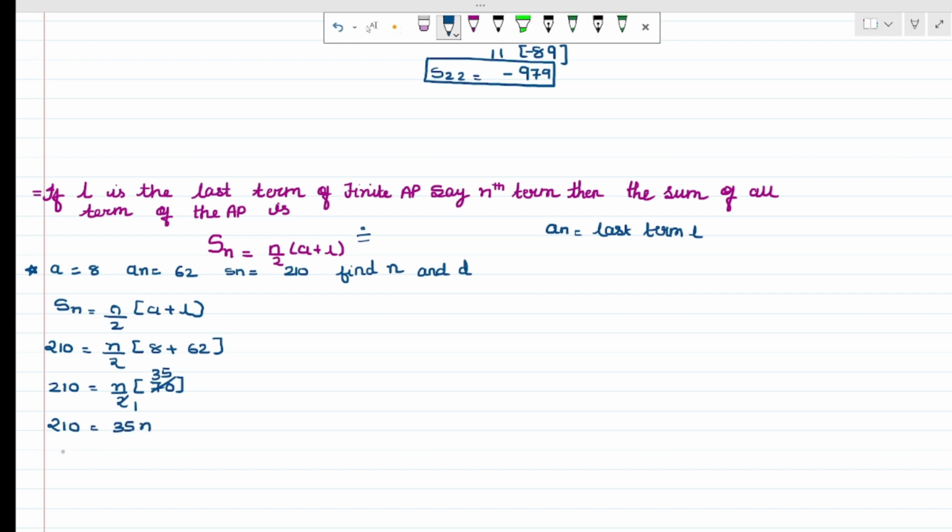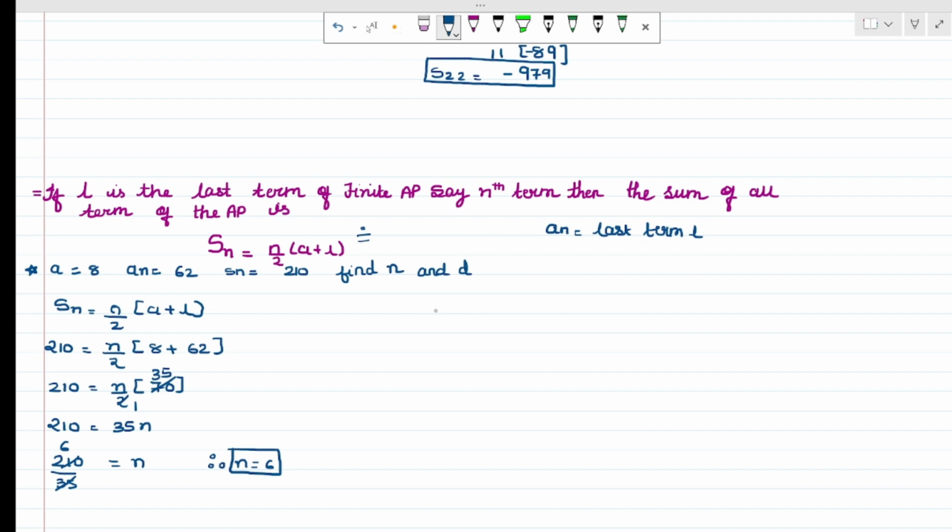Now 35 is in multiplication, where will it go? It will go in the denominator. So 210 divided by 35 becomes n. 35 sixes are 210, so you will get 6. Therefore, n is equal to 6. You got your answer of n, where n is equal to 6. Now you need to find out your d as well.